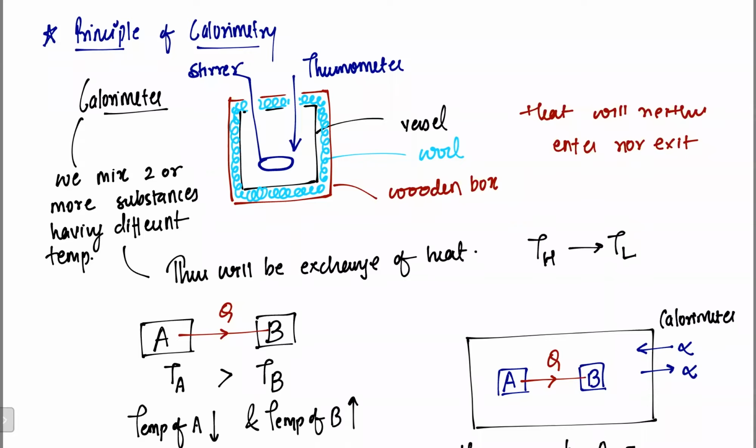However, you cannot make a perfect calorimeter because even if you try to make a perfect calorimeter, you cannot have 100% perfection, right? There will be some or the other error. But if your calorimeter is perfect, then ice will not melt because no heat will enter.